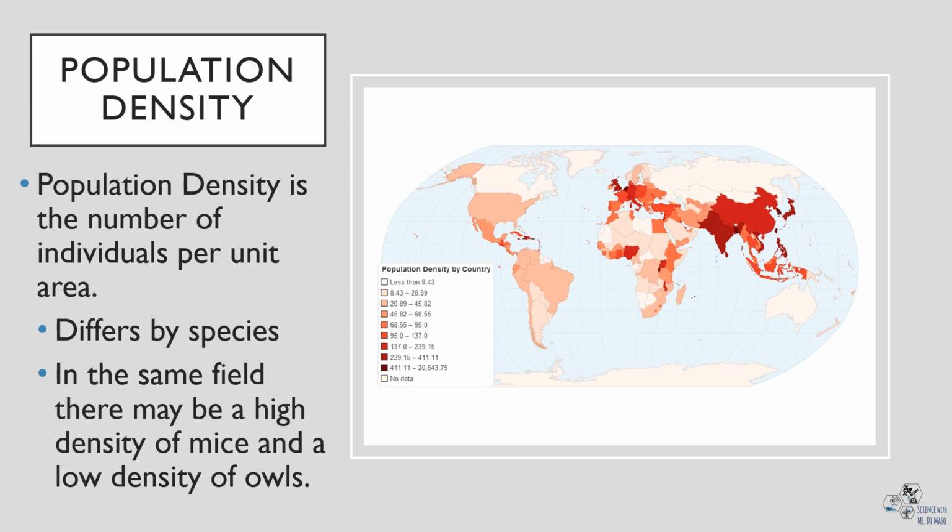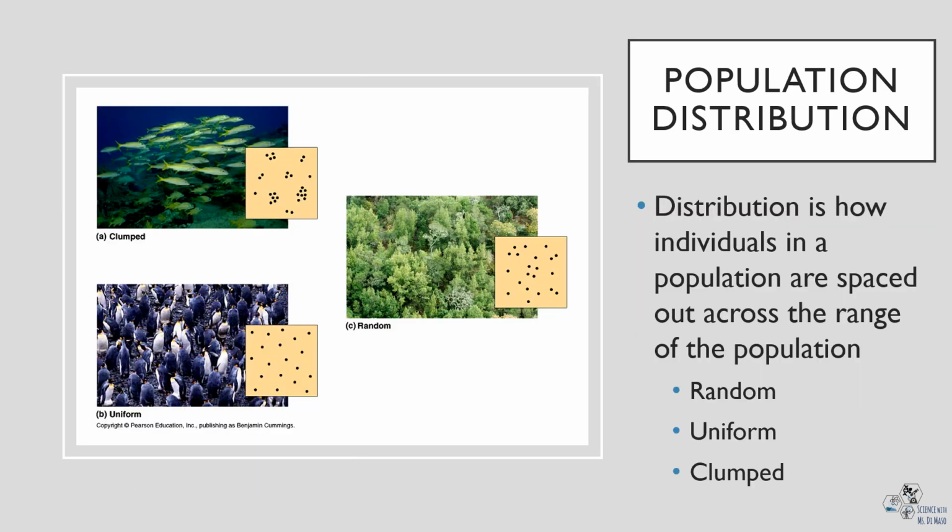This is going to differ by the species. You can be looking at the same field and there may be a very high density of mice, meaning that for any area, like a one foot area that you grab out of this particular field, you're going to find a couple of mice, but a very low density of owls. Maybe there's only one owl for the entire field. So it just depends on the species and their behaviors.